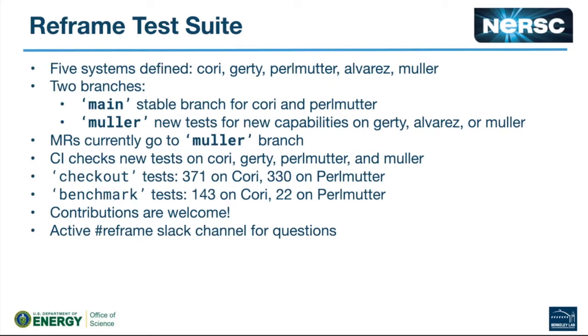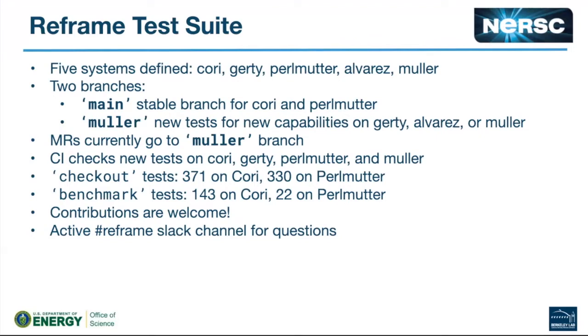So those sorts of things where you roll them out first on the development system, and then when the maintenance or whatever change is pushed out to the production system, then these tests move to the main branch, and that's where they stay. So currently, if you come and do a merge request or want to push in some new code, it's set up by default to go to the Muller branch. So you don't really need to worry about this. And you can test it anywhere you want.